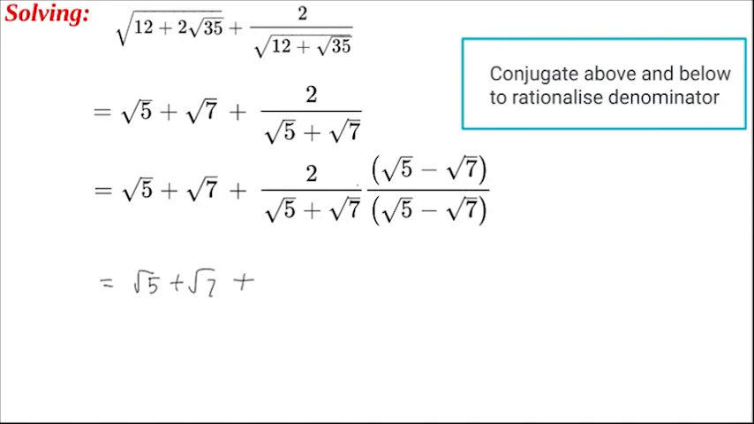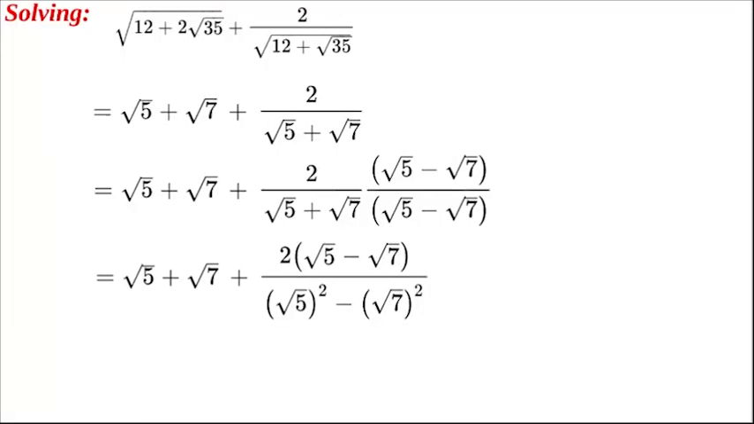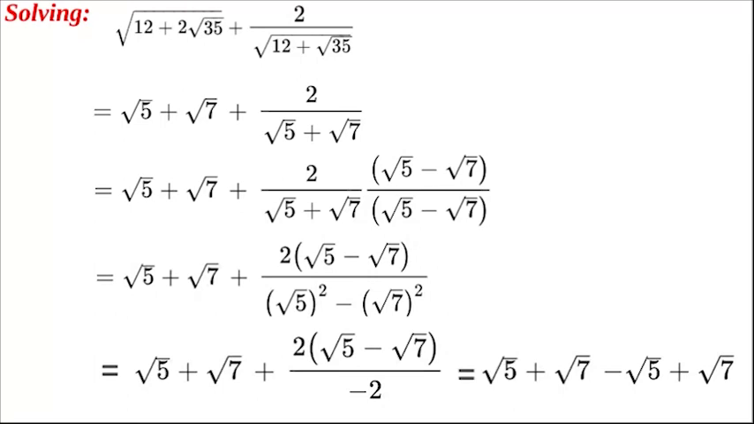And over here we can multiply in, we get 2 square root 5 minus 2 square root 7 all over the product of the denominators, which will be the square root of 5 squared minus the square root of 7 squared, applying the difference of two squares. Now below we're going to get a result of negative 2.